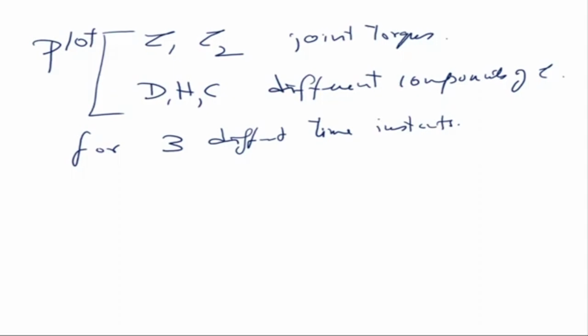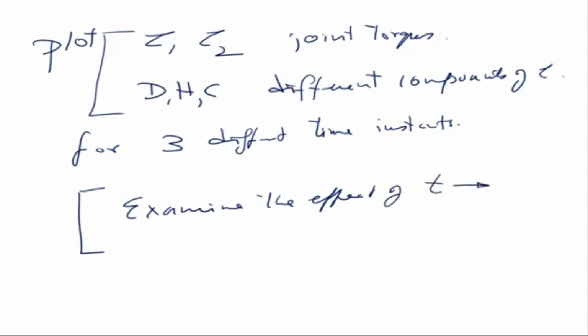Now why are we plotting tau 1, tau 2? Tau 1, tau 2 will tell you what is the total torque acting at the joint for a particular time of motion. Now D, H, and C will give you the different components that are contributing to tau. Now why are we doing it like this? We want to examine the effect of time, which basically means the effect of theta double dot, theta dot, and theta on D, H, and C.